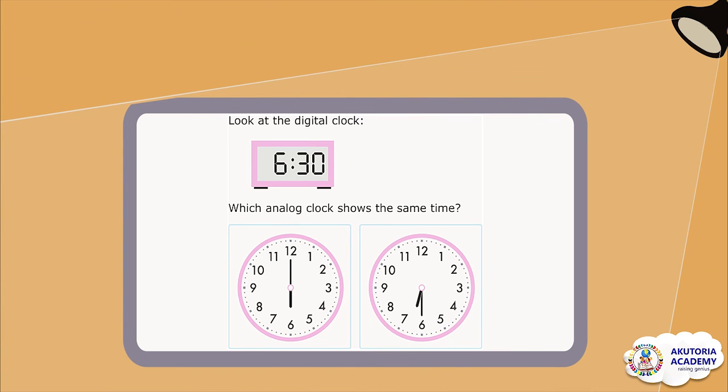Look at the digital clock. Which analog clock shows the same time? The analog clock at the right hand side is the clock that shows us the same time as the digital clock.